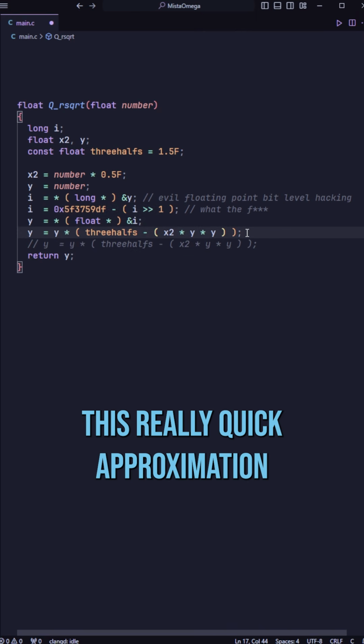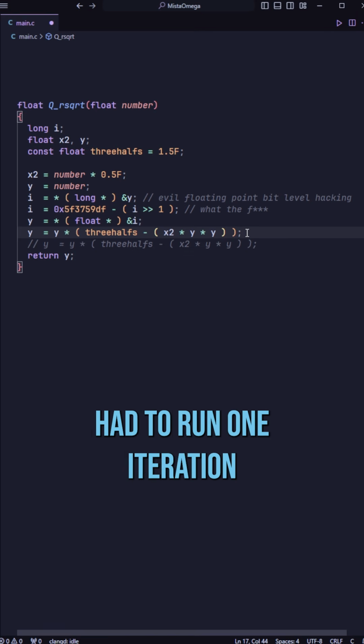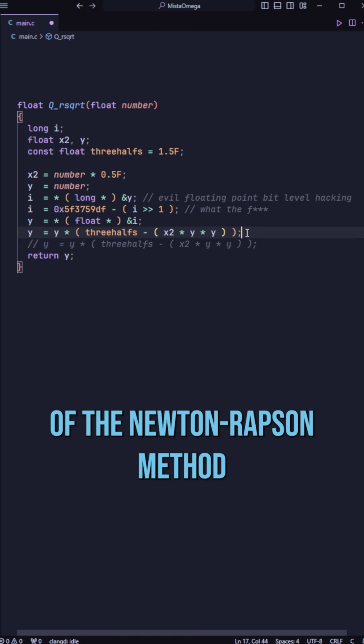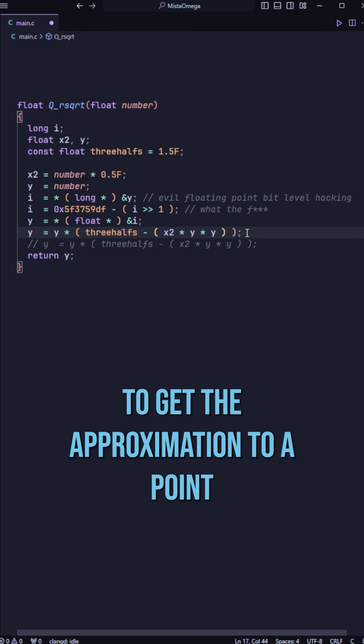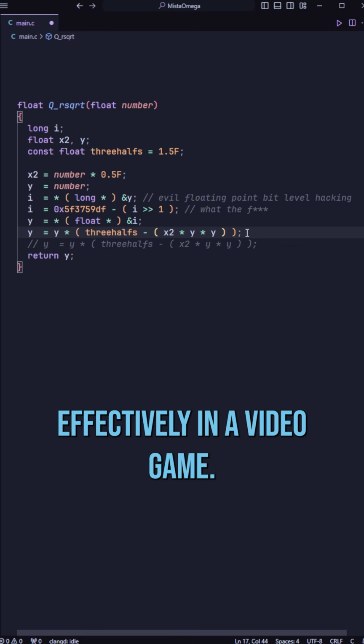This really quick approximation meant that the developers only had to run one iteration of the Newton-Raphson method to get the approximation to a point where they could use it effectively in a video game.